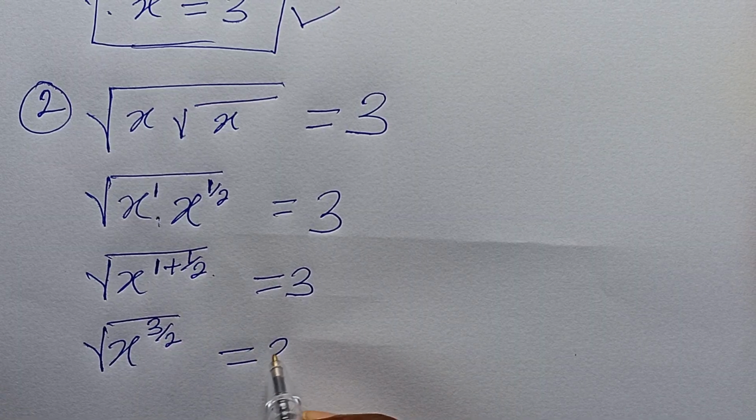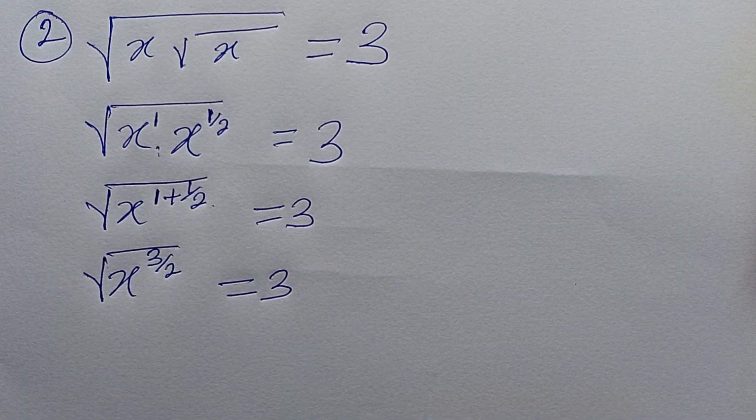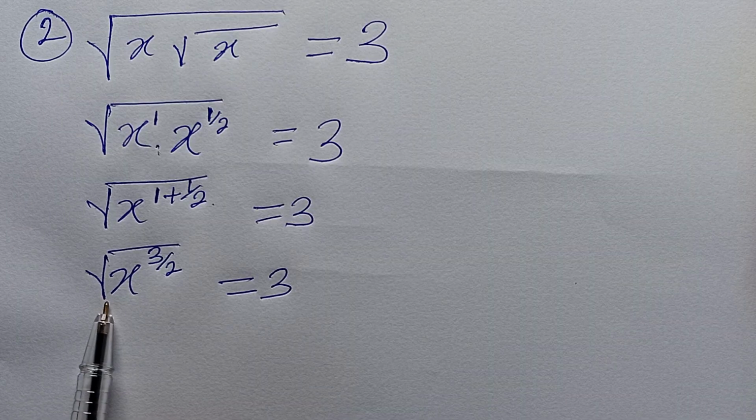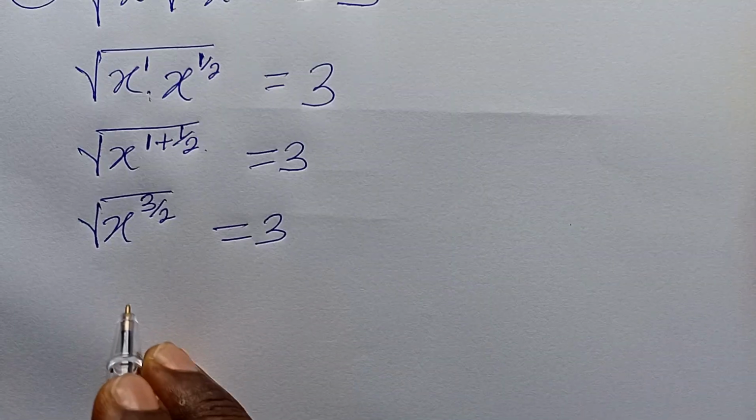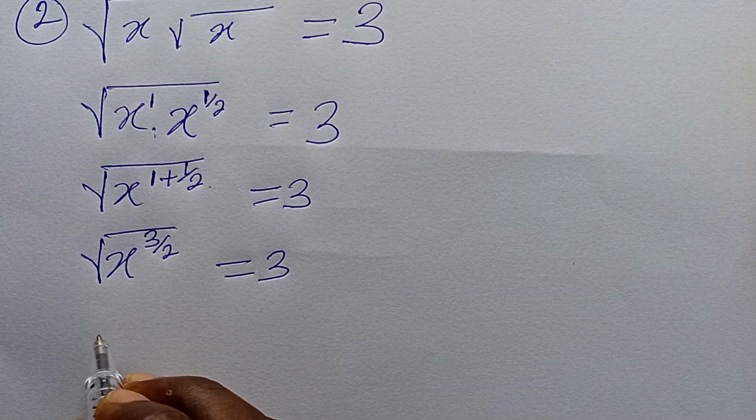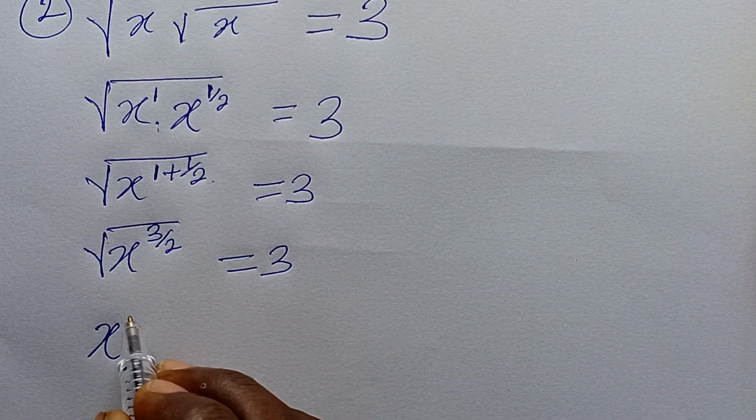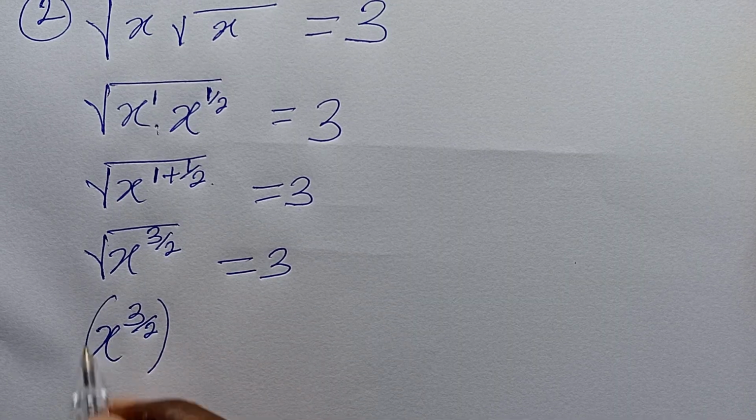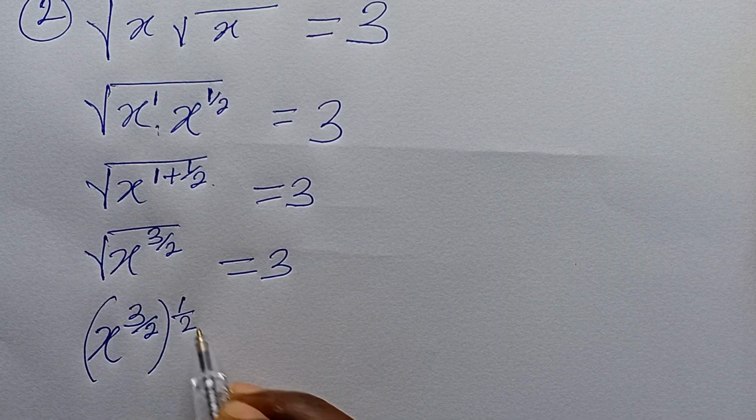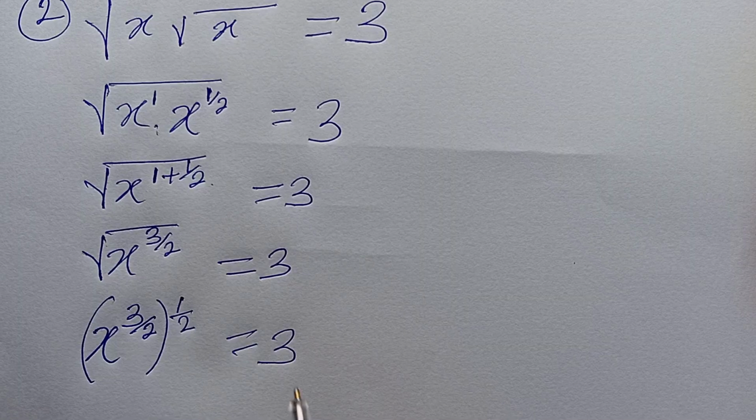This is equal to our 3. Easy. Now we have to rewrite this radical again. So rewriting this radical is going to give us x raised to the power of 3 all over 2, further raised to the power of 1 all over 2, equal to our 3.